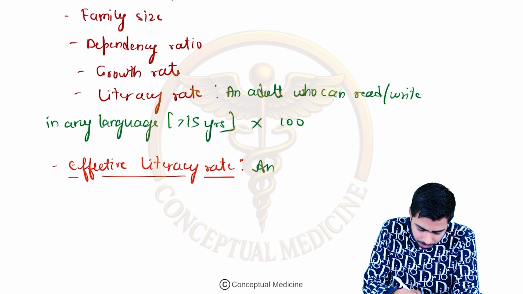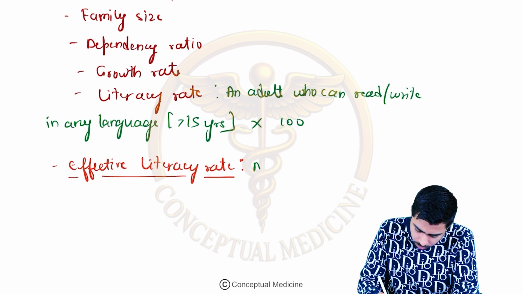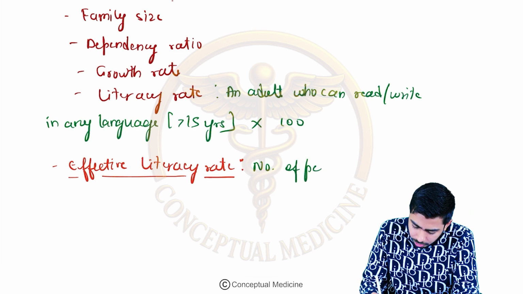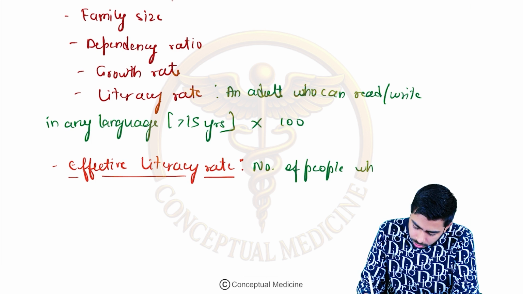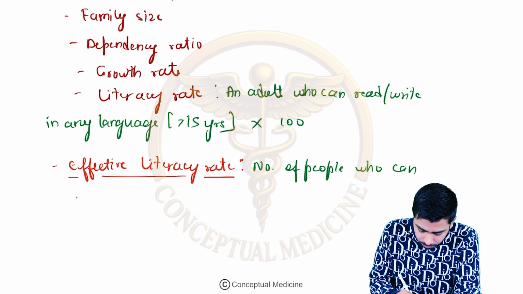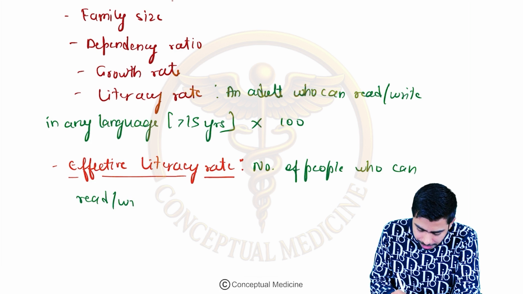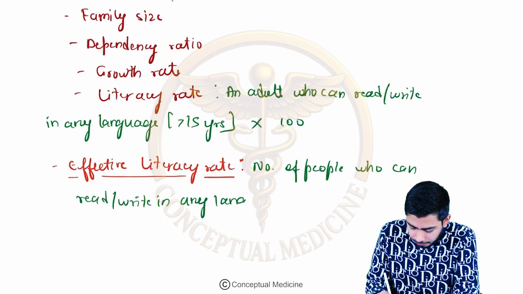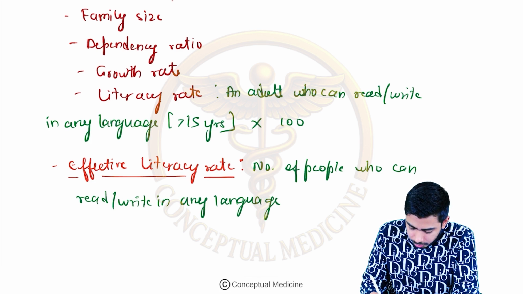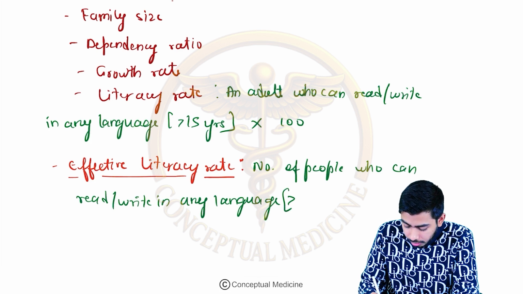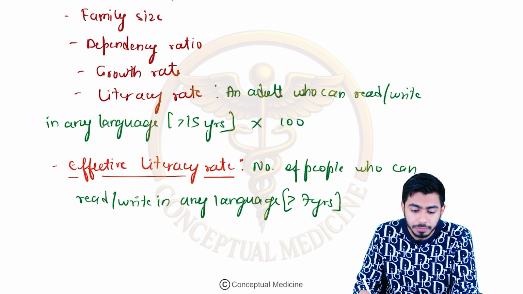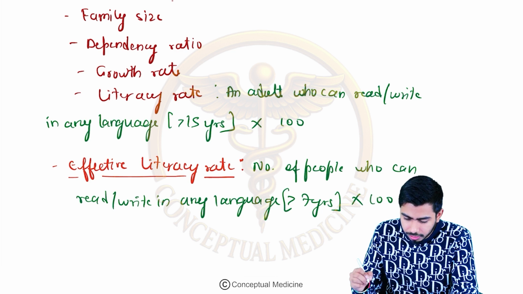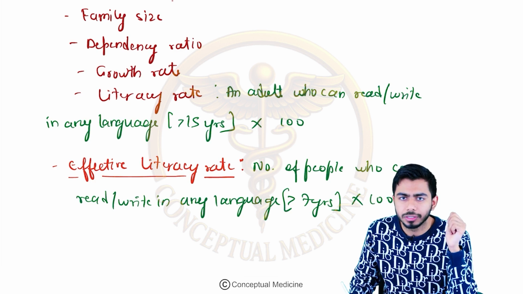Okay, so the number of people who can read or write in any language, what should be the age? More than 7 years. Okay, multiplied by 100, that gives us the effective literacy rate.